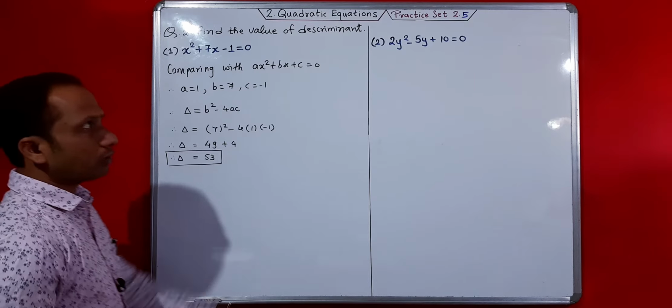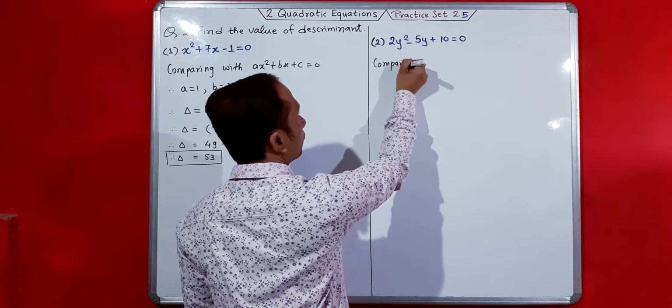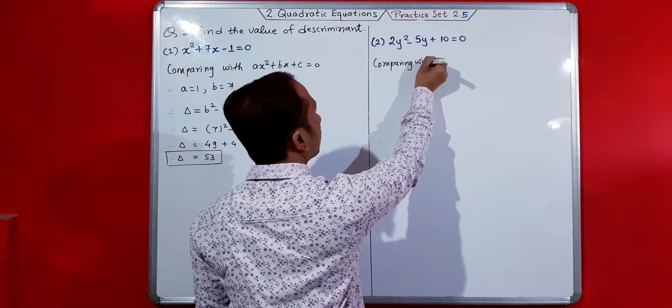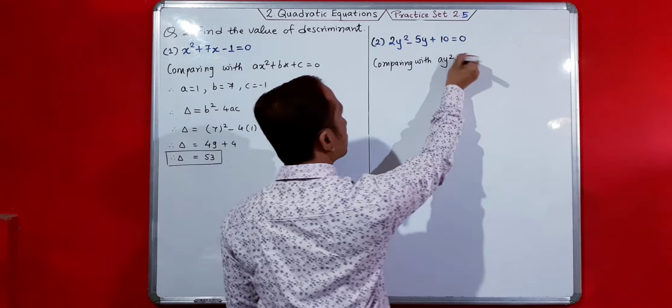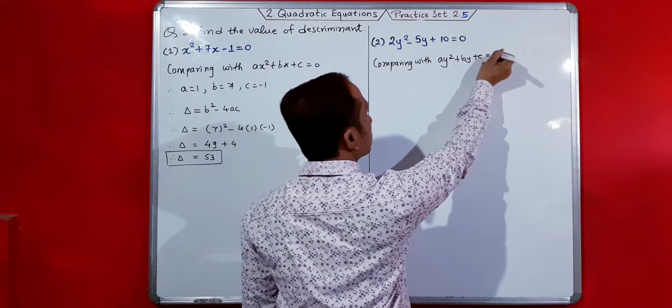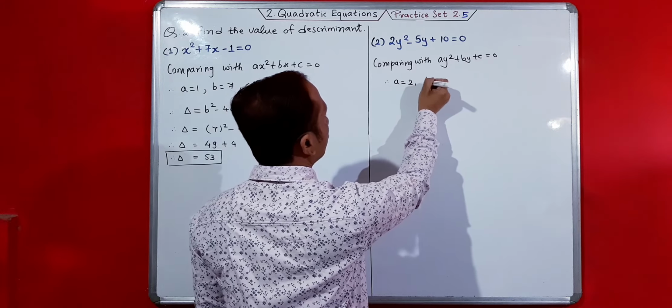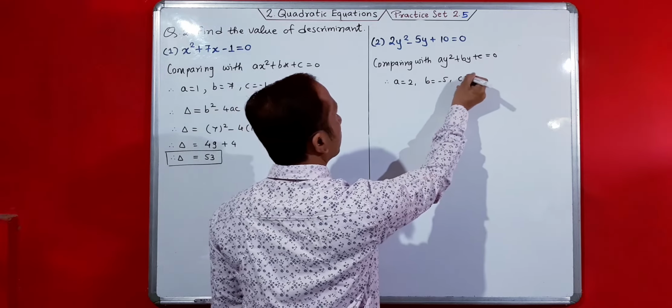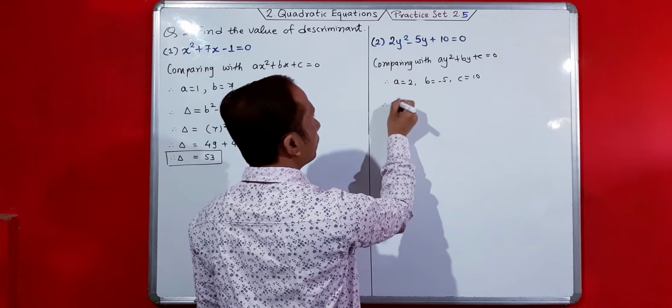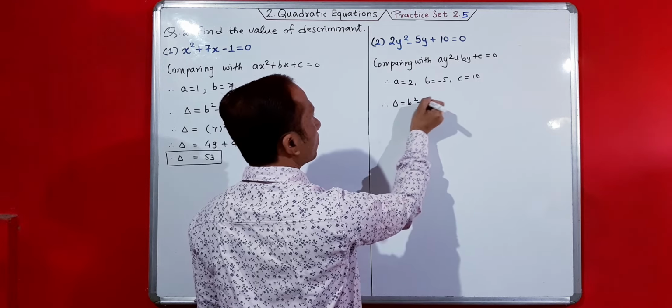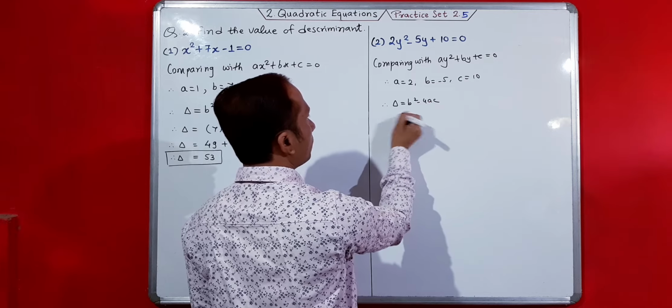Comparing with ay square plus by plus c is equal to 0, therefore a is equal to 2, b is equal to -5 and c is equal to 10. Therefore delta is equal to b square minus 4ac. This is known as discriminant.